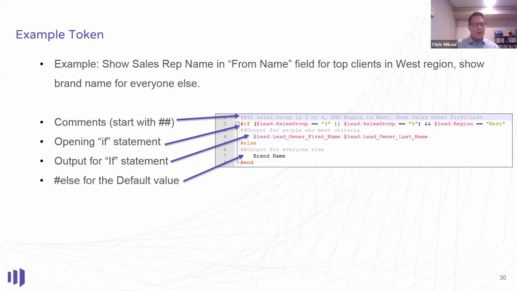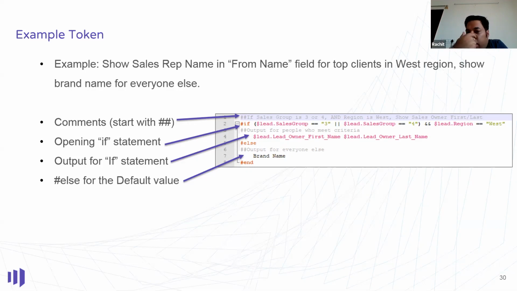everybody else gets brand name. This is a whole lot easier to maintain to me than every time someone changes their sales group, or we want to focus on a different region or different additional regions, we need to make new segmentations in Marketo. This to me is a good, simple example of it's easy to wrap your head around. It's top clients in this region, personalize it. Everybody else, we don't care. That's a lot easier to achieve with code than it is with your more traditional approach.